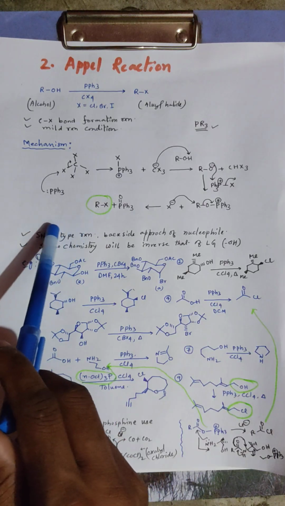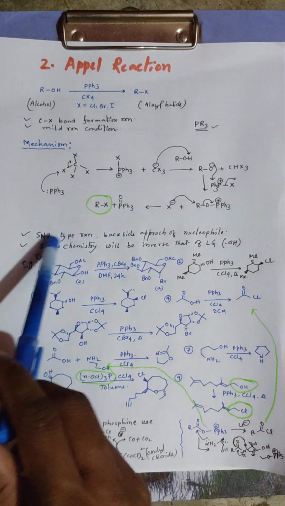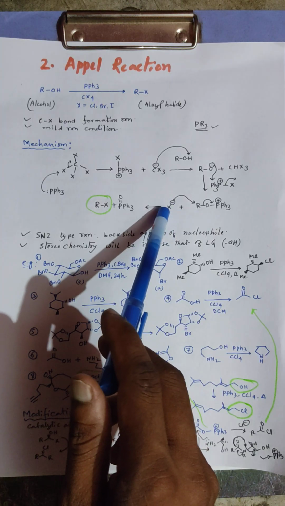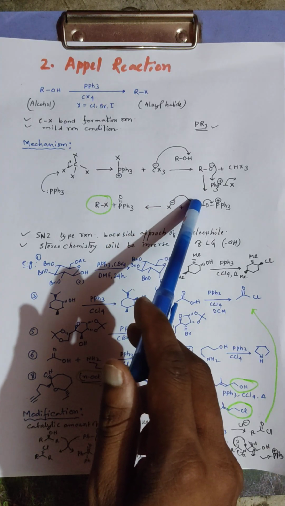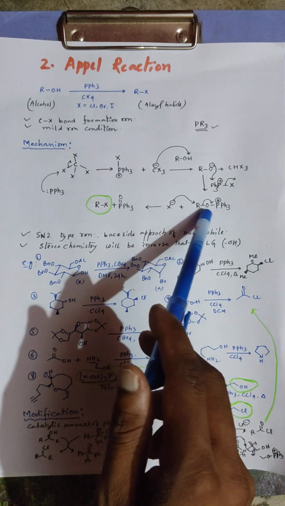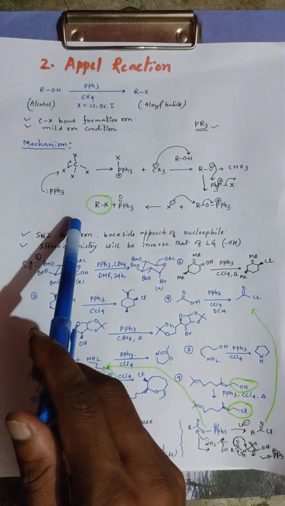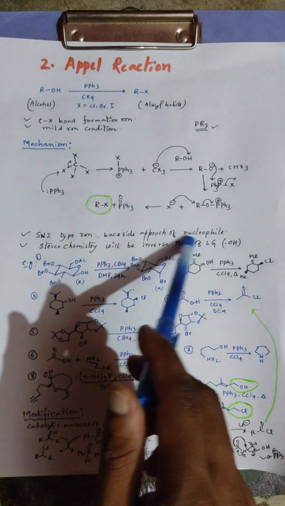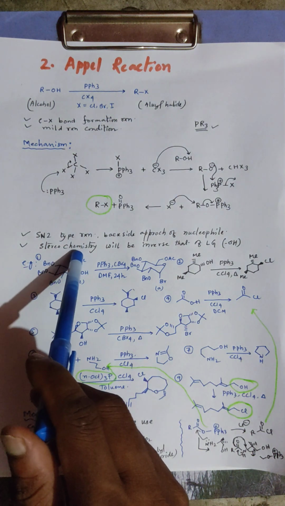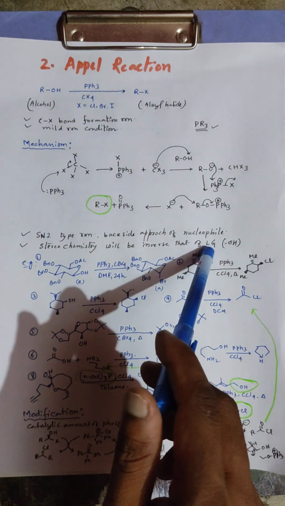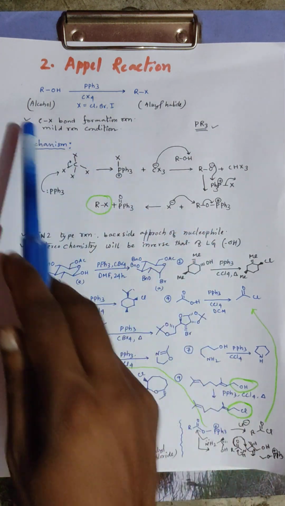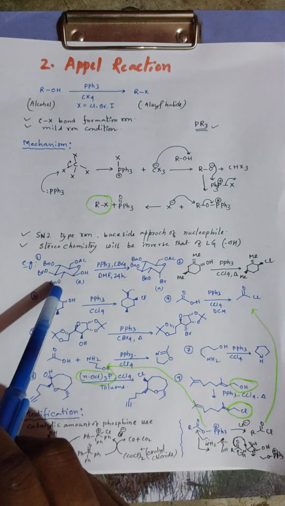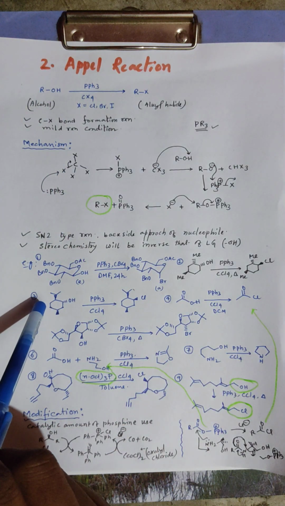We can see what happens in this reaction: this X- as a nucleophile approaches from the backside towards the leaving group. Now this is an SN2 type reaction, and the stereochemistry will be the inverse of that of the leaving group, which initially was the OH. So we will see some examples of this.